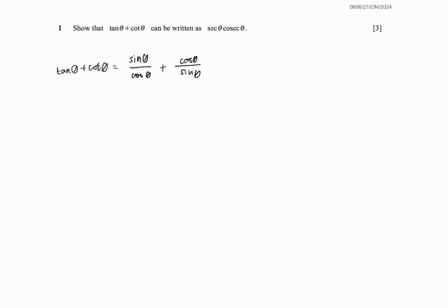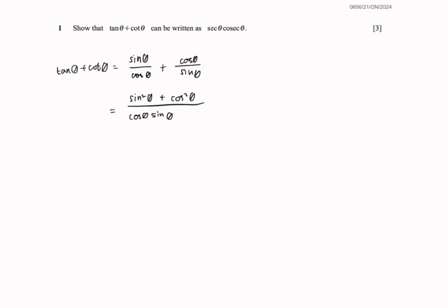And now you will see that you have two fractions, so you can make the denominator the same. So cos theta sine theta will be the denominator. And then you multiply sine theta by sine theta, so you get sine squared theta. And you multiply cos theta with cos theta.